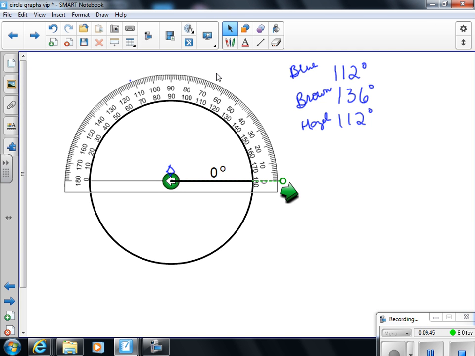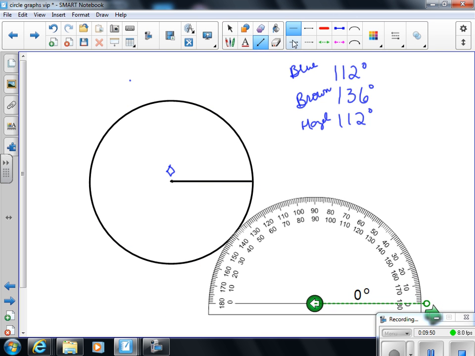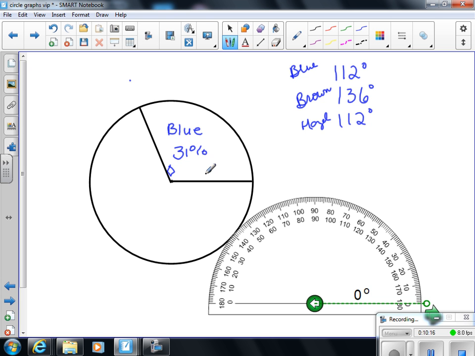Okay, then once you've done that, take your straight edge, turn your protractor and use your straight edge part, and make your segment connecting the two. Once your straight edge is there, then you can bring it back down to fit on the circle. Then you need to label it. This would be blue eyes. And what's the percent? 31%. And then how many degrees? 112 degrees.